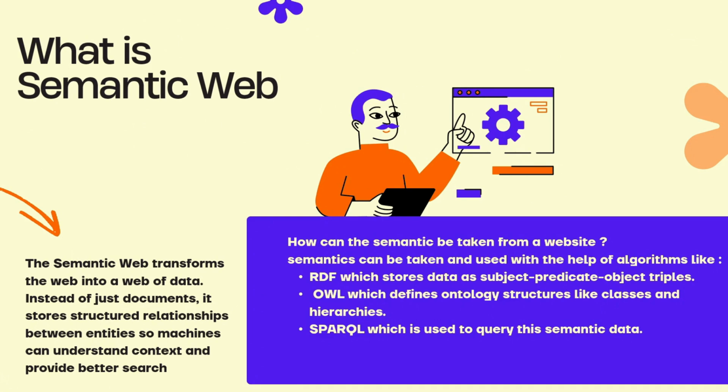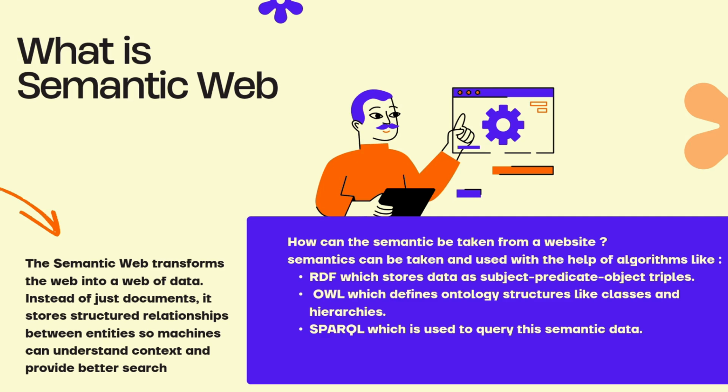So far, we've talked about what syntax is and what semantics means. Now comes the interesting part. What happens when you take that idea of meaning and apply it to the entire World Wide Web? That's exactly what the semantic web is. It's a vision for a smarter web, one where data isn't just sitting in documents for humans to read, but is structured in a way that machines can actually understand and reason with.